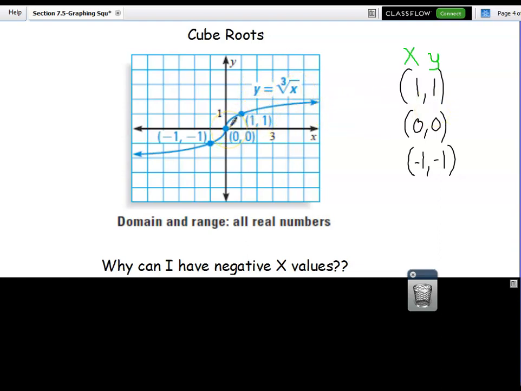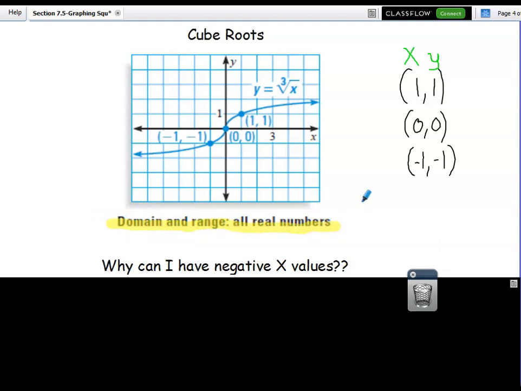What is the cube root of 0? What to the third power gets me 0 for x? There'll be a 0 for y. But along with that, since I have this cube here, I am also able to put negative 1 in here, because what to the third power gets me negative 1? Negative 1. So cube roots go in both directions. The domain and range, this is really important, is all real numbers. So my domain and range here are going to be all real numbers.